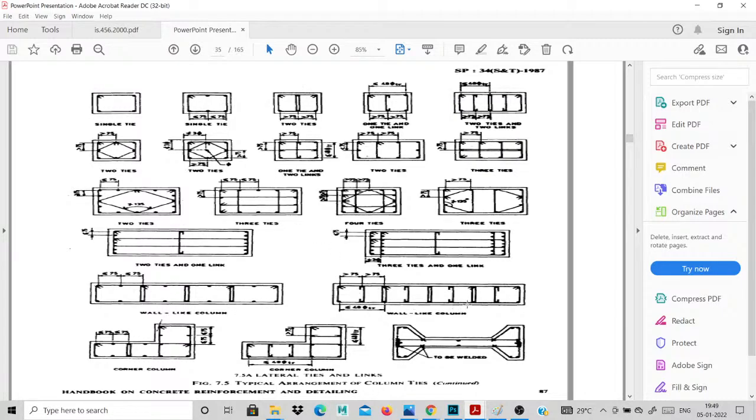Sometimes this type of column will be used for apartment works. This meter is 1000 mm, 1 meter depth. With 1 meter depth, there are more than 15 to 16 columns. So this type of ties is provided for your columns. Okay, these are the ties for your columns.